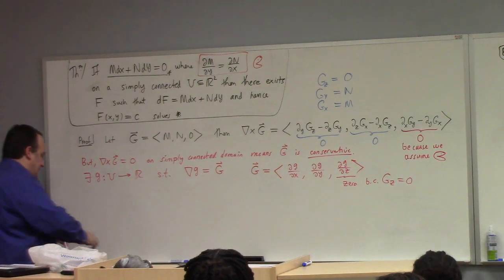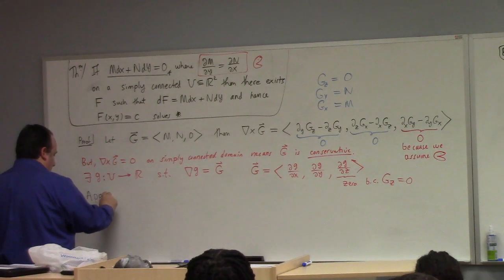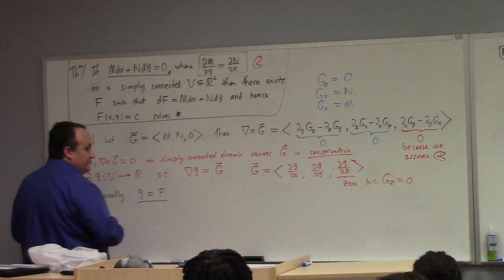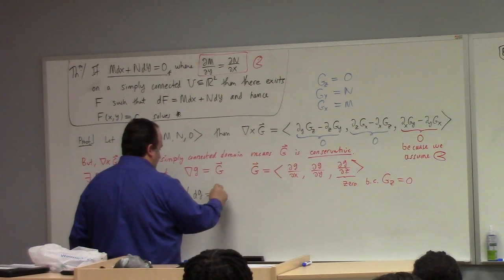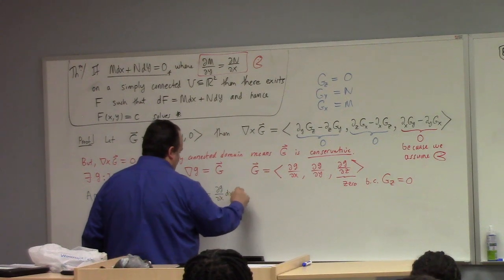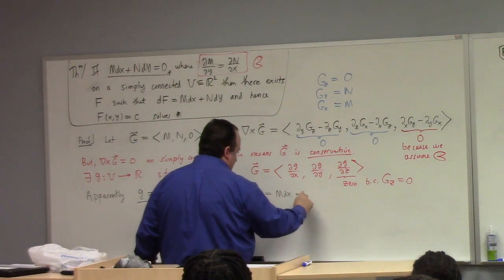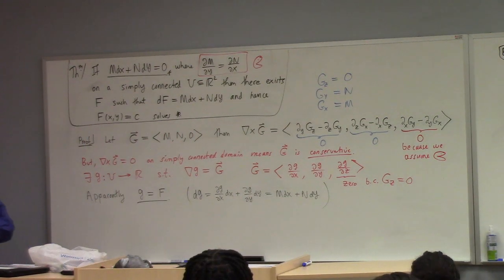In other words, apparently little g is the f that we want, because dg is partial g partial x dx plus partial g partial y dy, which is indeed m dx plus n dy, given our constructions. It was important that we're talking about a simply connected domain. All right?